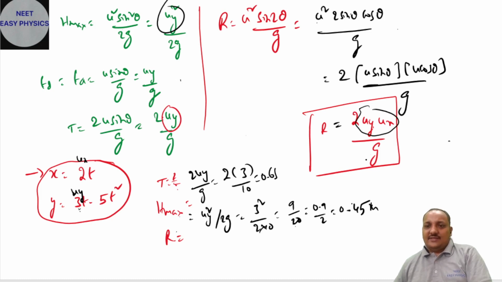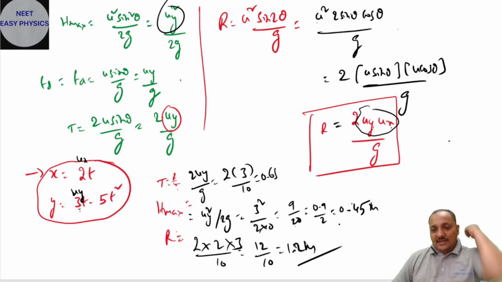So what is the range formula? Range formula is this one, 2 ux uy by g. So 2 into what is ux? 2. 2 into 2. What is uy? 3 divided by 10. So 12 by 10, 1.2 meters. Like this, they are going to ask. They may ask like this.